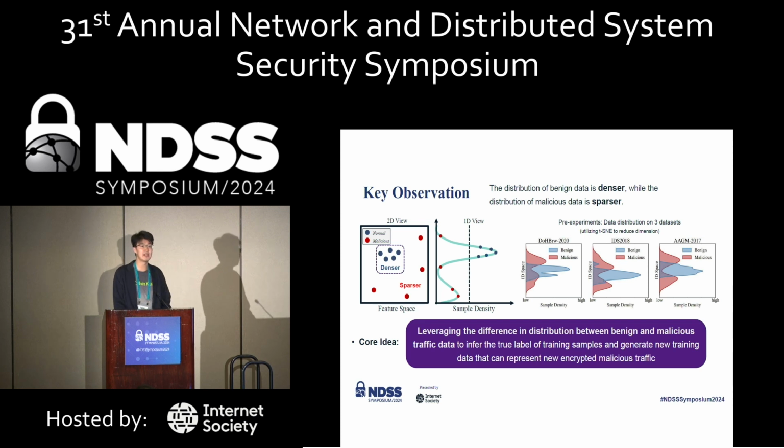So our core idea to address the low-quality training data problem is leveraging the difference in distribution between benign and malicious samples to infer the true labels of training samples and then generate new malicious training samples that can represent new types of malicious traffic.